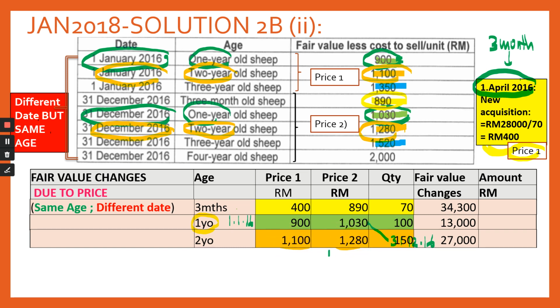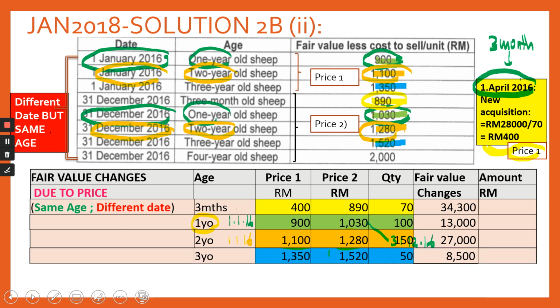Yeah, the price as at 1st of January 16 versus the price at also 31st of December 16. Price 2 is at 31st of December. Price 1 will either be beginning of the year or on the date of acquisition.